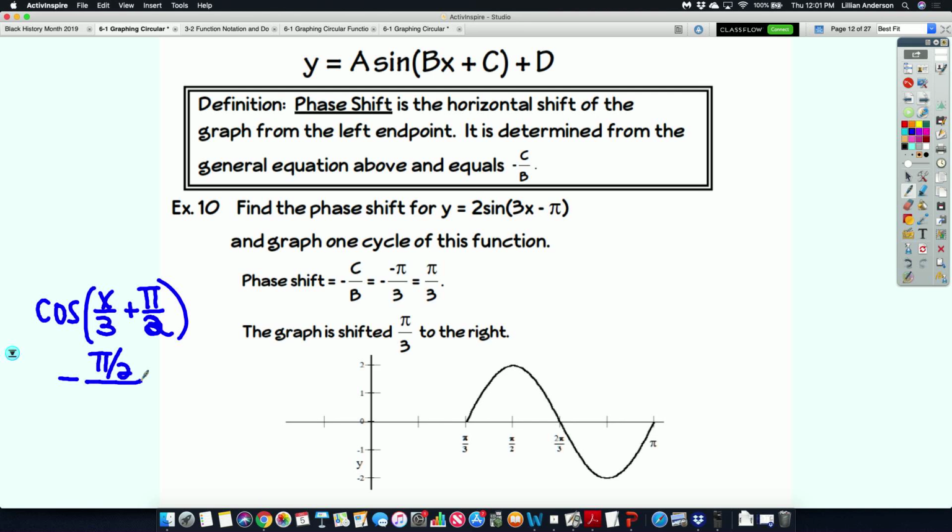You don't include the x's, it's just the b, so 1/3. You can't leave it like this. What do you have to do? So negative pi over 2 times 3 over 1. So you move to the left 3 pi over 2 units for that particular one. So I'll address it in this lesson. So that's how you do it. Okay, that's how you do those.